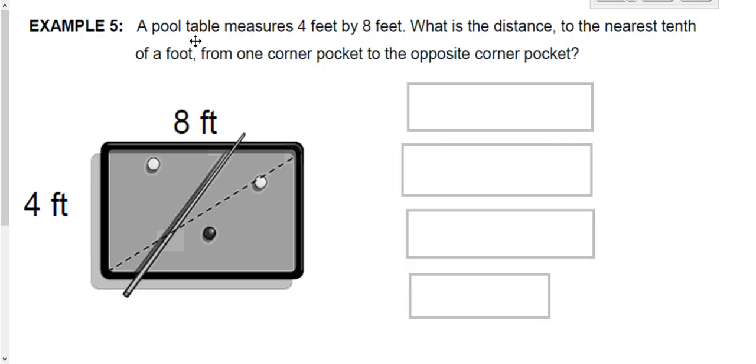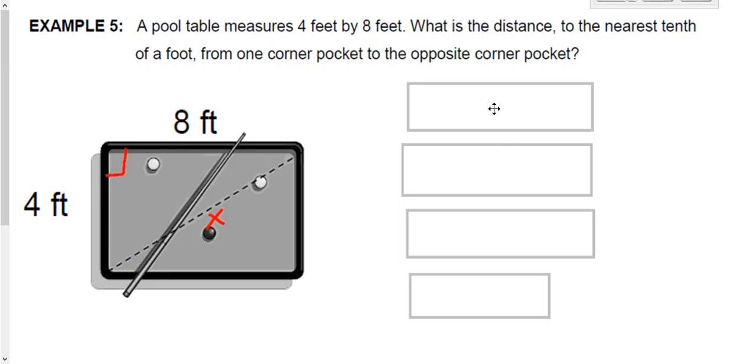Here's a nice word problem. A pool table measures 4 feet by 8 feet. What is the distance to the nearest tenth of a foot from one corner pocket to the opposite corner pocket? So from this corner to this corner, the diagonal basically of this rectangle. So we can see we got a right triangle here, and the legs are 8 and 4, so we're trying to solve for this diagonal right here. We'll call it x for right now, or the hypotenuse of this right triangle.